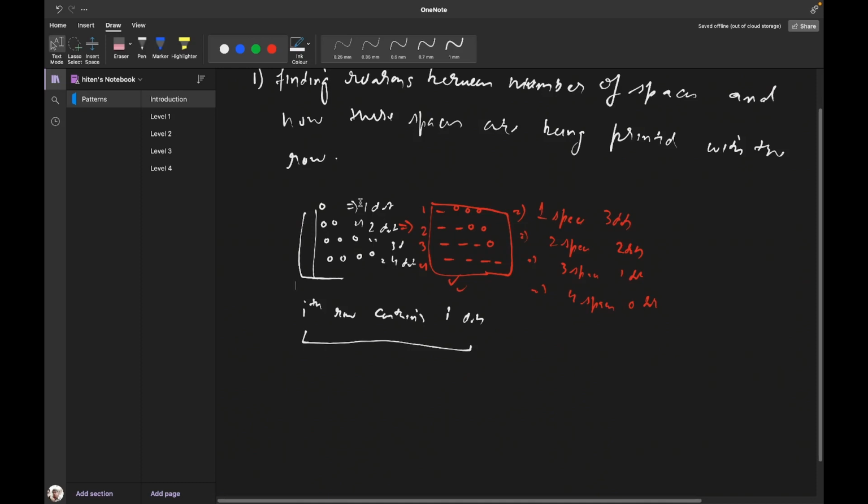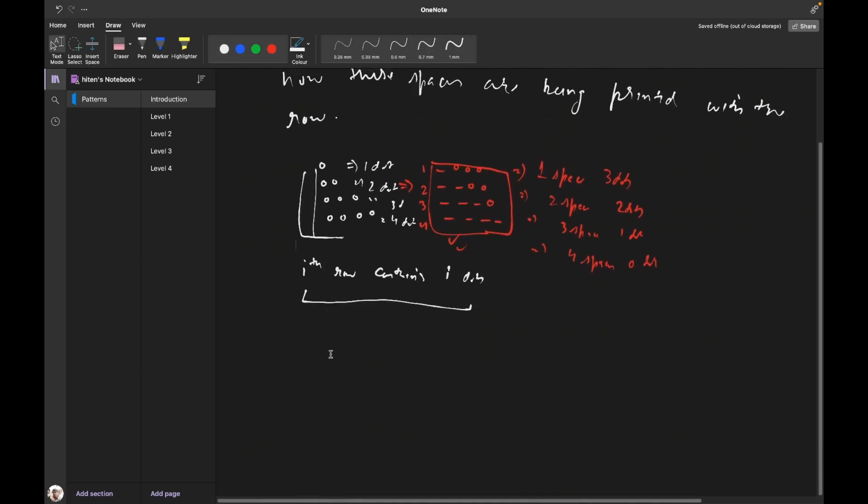And okay, so there would be a third step also. If I just replace these dots with the numbers, so if I say that the first row would have 1, the second row would have 1 2, the third row would have 1 2 3, and the fourth row would have 1 2 3 4.